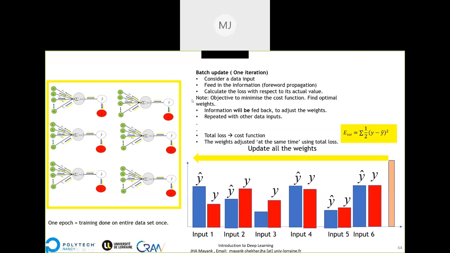So when I show you this figure, it means that you are doing the update using all the 6 losses at one time. So you're updating all the weights of the network using the total loss. Is that clear for everyone? Do we have questions here?